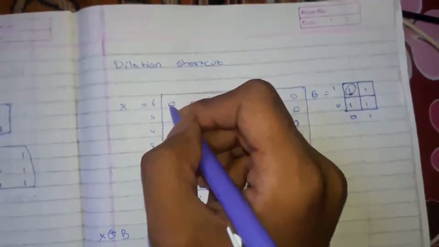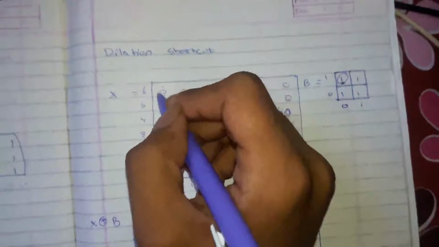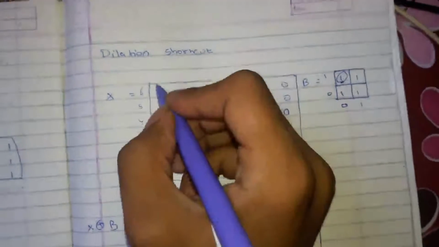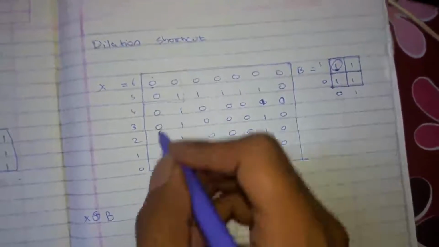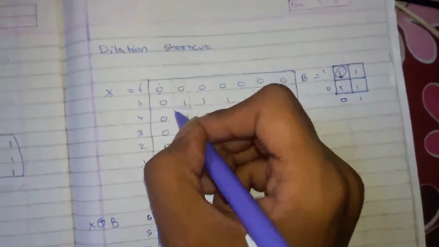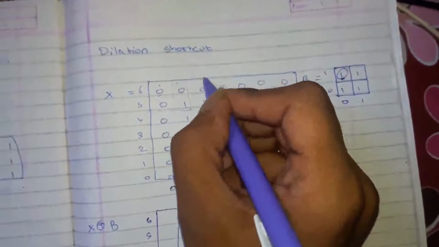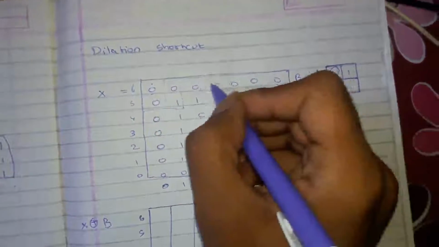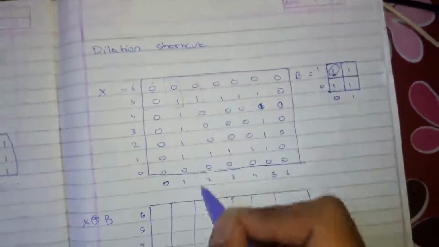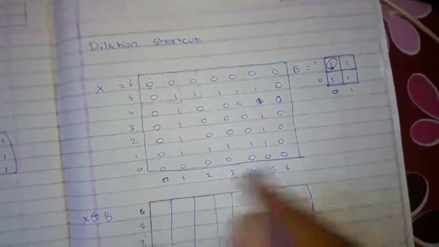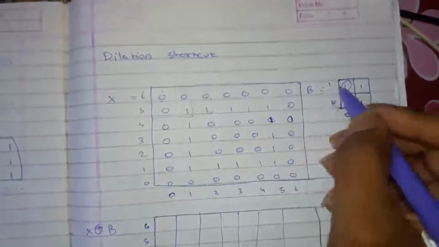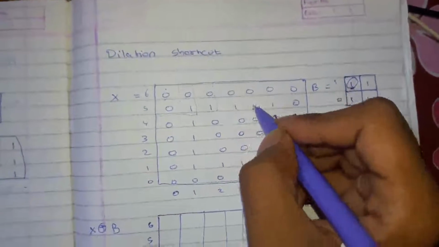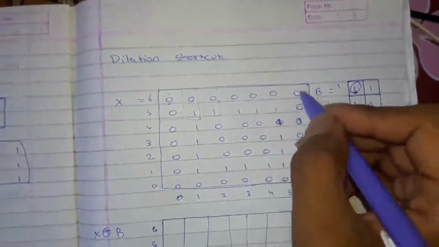Here the seed point is coinciding with 0. So no change. When the seed point is coinciding with 0, no change. Keep it as it is. Next, when we apply it over here, we see again the seed point is coinciding with 0. So no change here also. Don't write anything. When we do it over here, the seed point is coinciding with 0. No change.